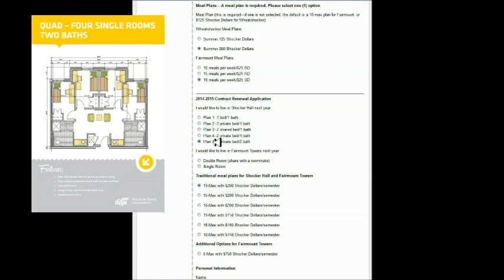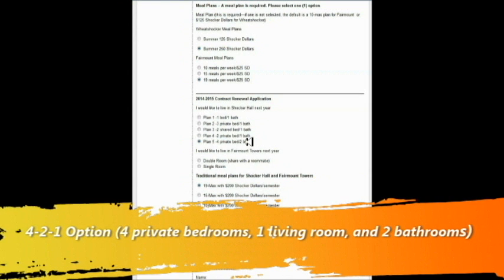And then your final option in Shocker Hall for 2014-2015 is the Plan 5. And this is the most options, the most amount of spaces that we have, that is 4 private beds and 2 baths. That means 4 people live together. You each have your own private bedroom, but you'll have a common living area as well as 2 bathrooms. So be aware of that for Shocker Hall.